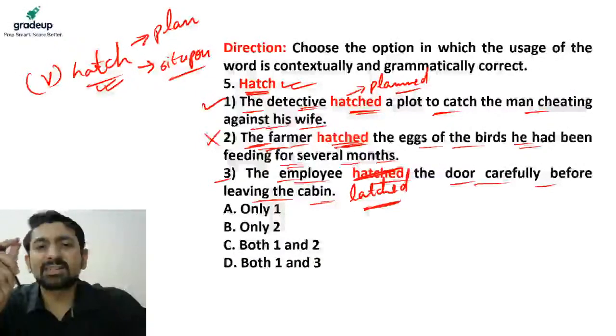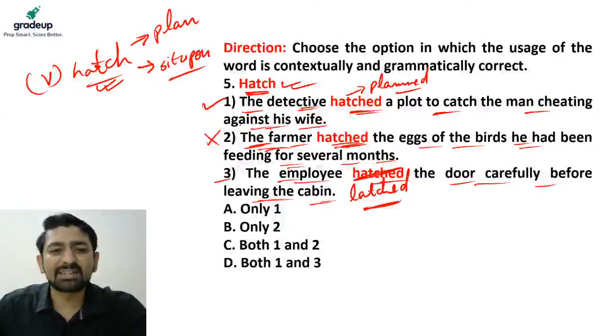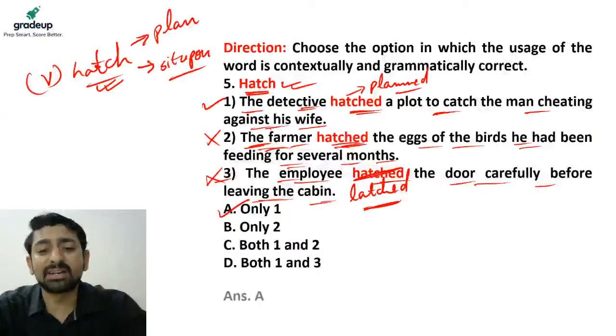Latched is actually closing the door. That is latching. So the third is also wrong. So the correct answer is only one. Whoever said A was absolutely correct. Okay?